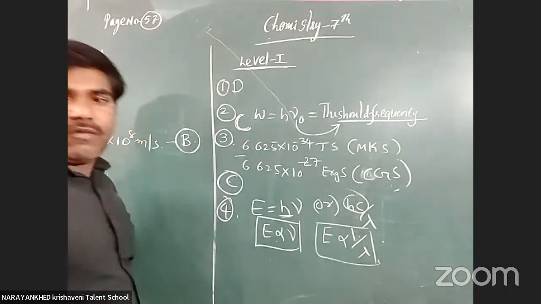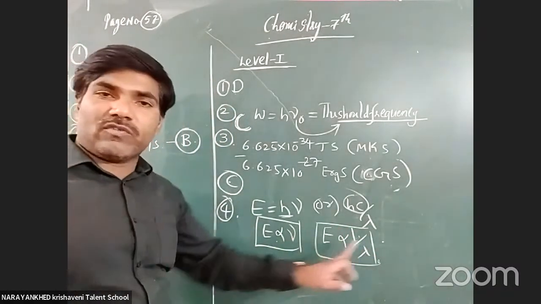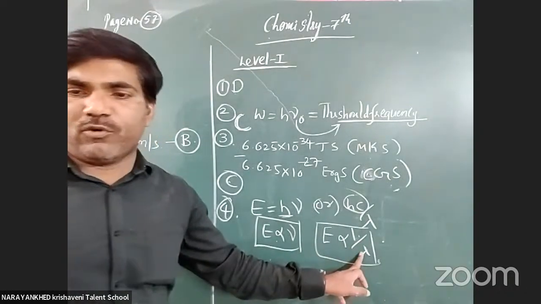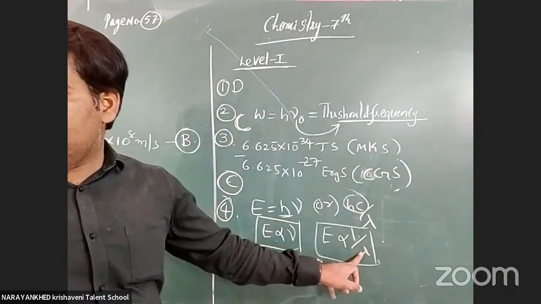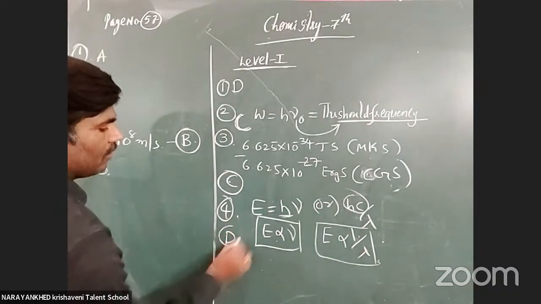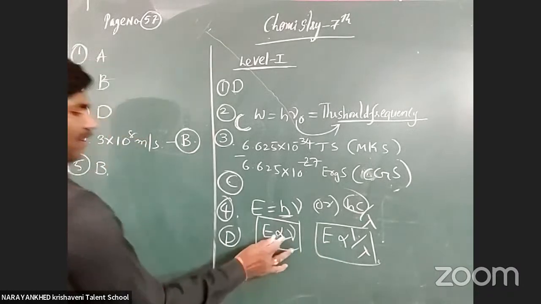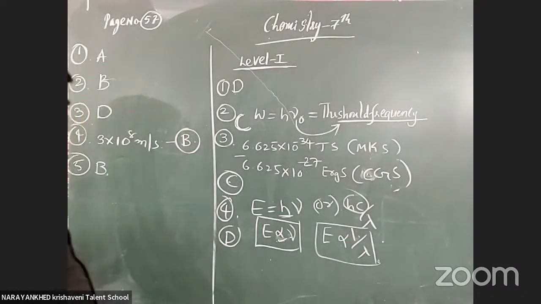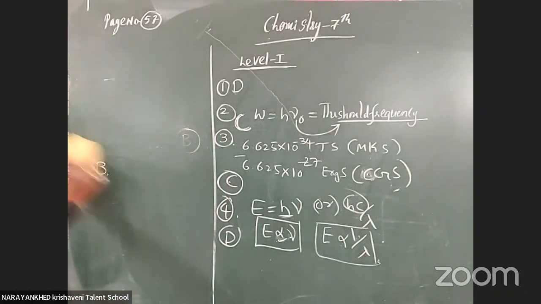Okay, clear or not? Frequency is directly proportional, wavelength is inversely proportional. Yes, directly and inversely. So the answer is D. This is directly proportional, this is inversely proportional. The answer is D. Next, we come to the level 1, fifth question.